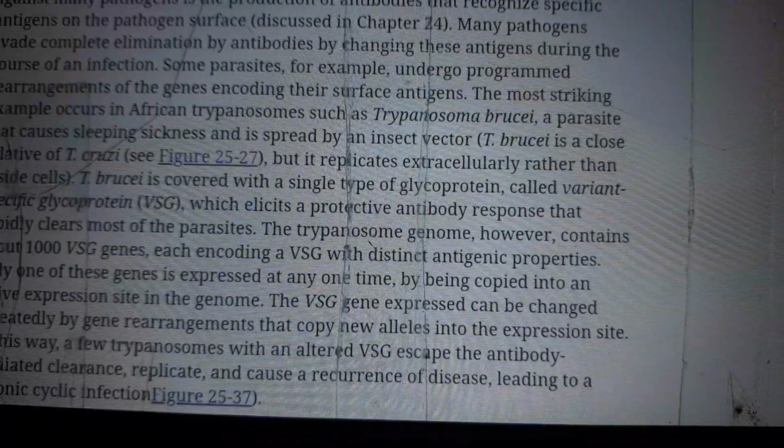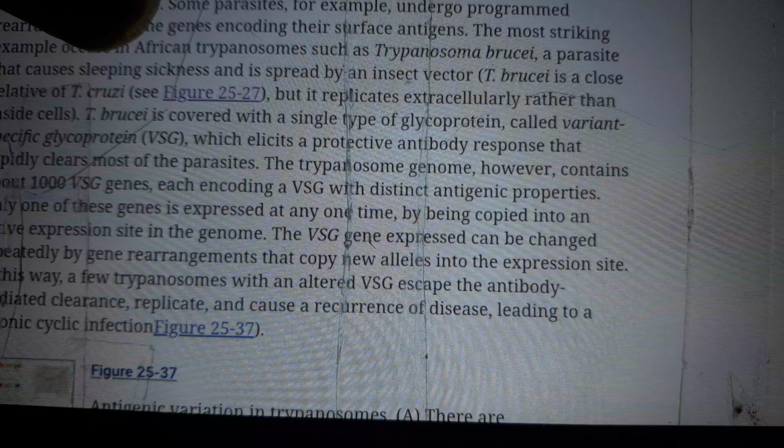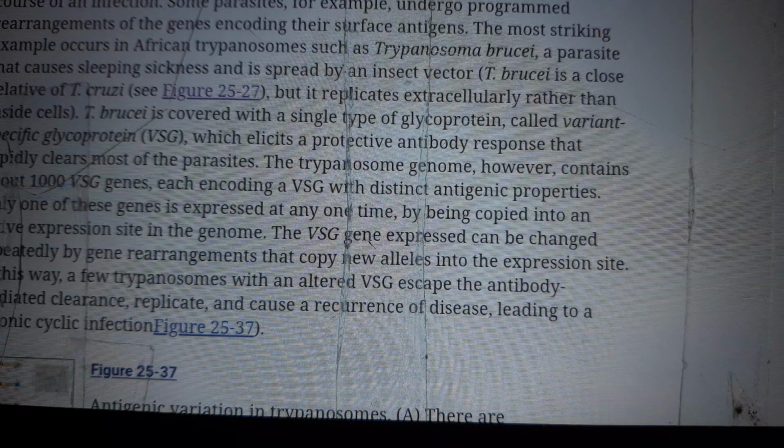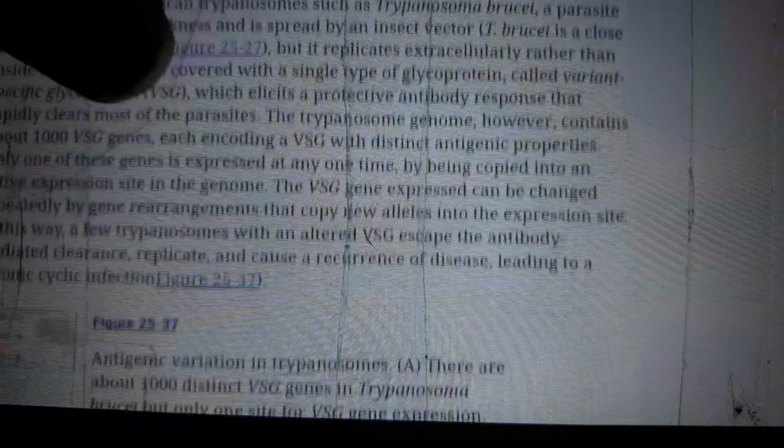An important adaptive immune response against many pathogens is the production of antibodies that recognize specific antigens on the pathogen surface. Many pathogens evade complete elimination by antibodies by changing these antigens during the course of an infection. Some parasites, for example, undergo programmed rearrangements of the genes encoding their surface antigens.